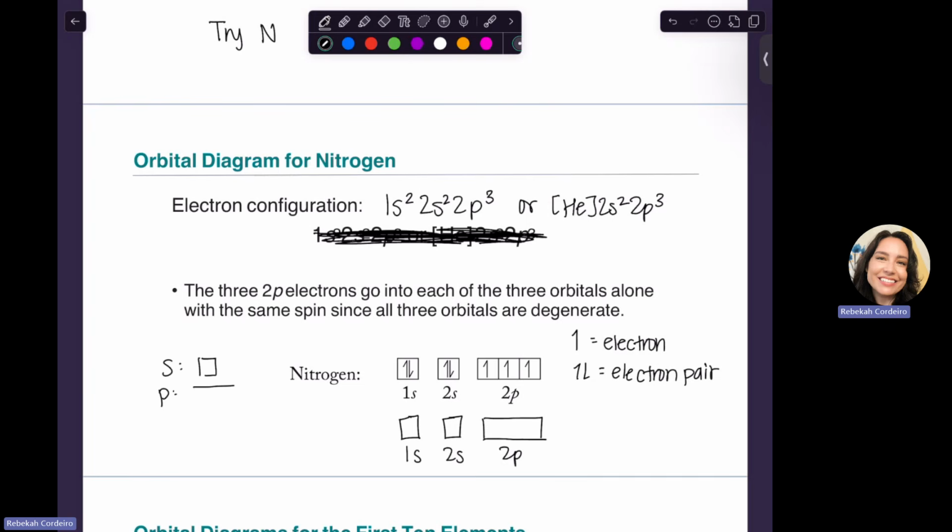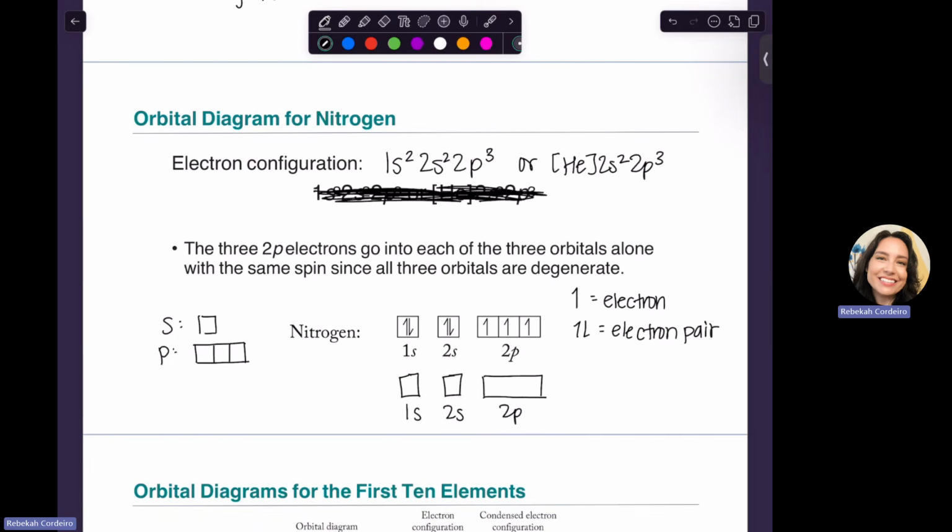P has 3 shapes, so we're going to have 3, and they're equal in energy. So a long box with 2 dividers to give us 3 different boxes. D has 5 boxes, so a long box with 4 dividers. And then F would have 7 boxes, so a long box with 6 dividers. Don't do individual boxes and don't do lines.